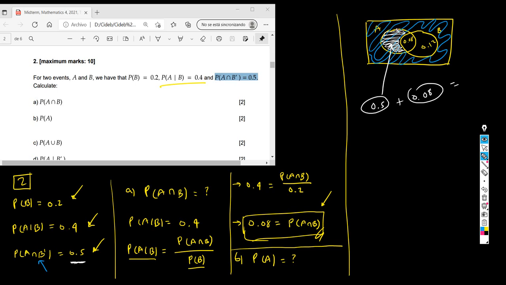then that's going to be the probability of the whole circle A, or the area of the whole circle A, which is going to be 0.58. This is the answer. The probability of A is equal to 0.58, and I got it reasoning through the Venn diagram. Okay, that's how I did it.